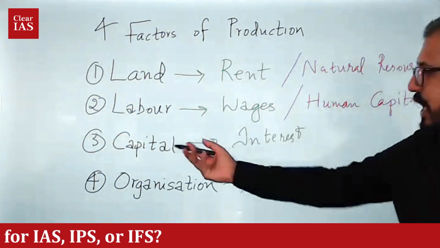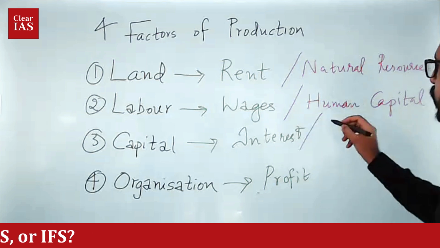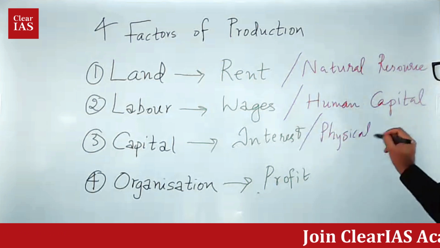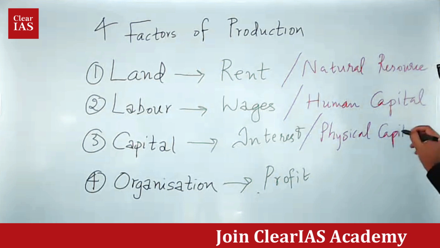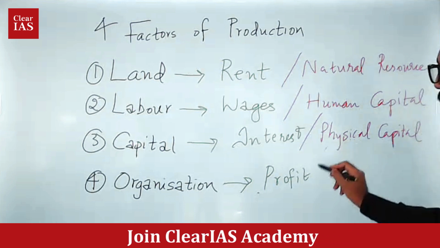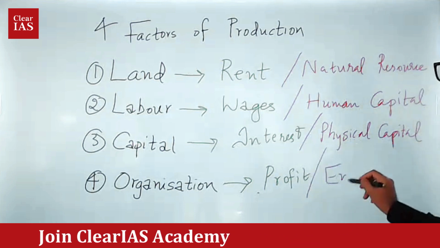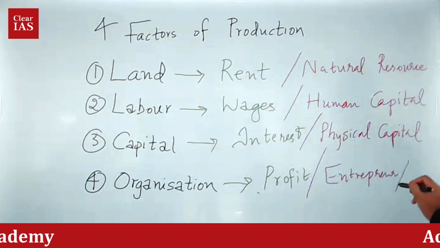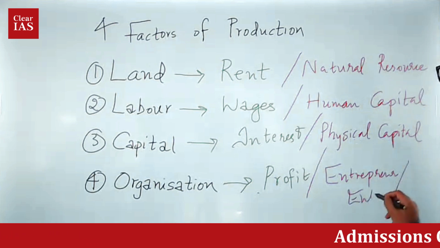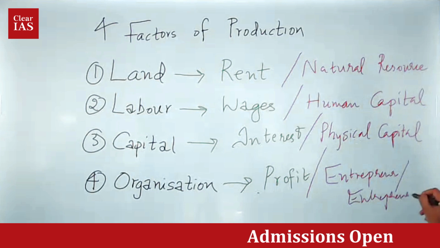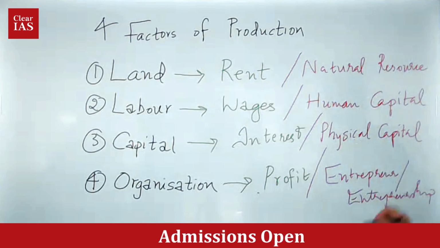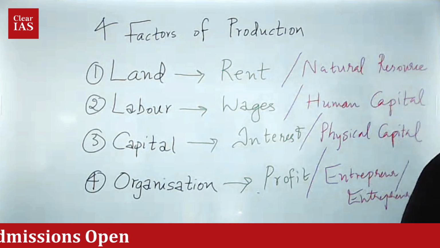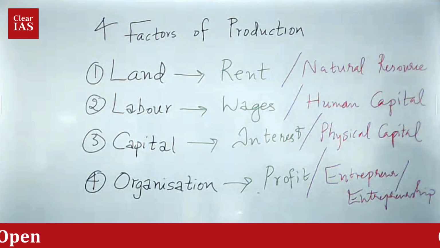And instead of this capital, to distinguish it from human capital, we can use the term physical capital. And instead of organization, we can also use the term entrepreneur or entrepreneurship. So these are the 4 factors of production. Understood this, right? Okay, perfect.